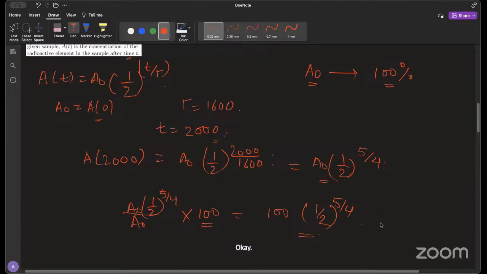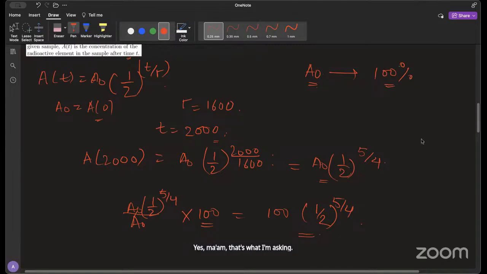Okay. So ma'am, I do not know how to reach, like some people have answered 42. I do not know how to reach 42 with this answer. You just use the normal calculator, I believe your online calculator is the same. It's not some scientific calculator. So just put it in the calculator: 100 multiplied by half to the power 5 by 4. Is that clear? Yes, ma'am, that's what I'm asking.